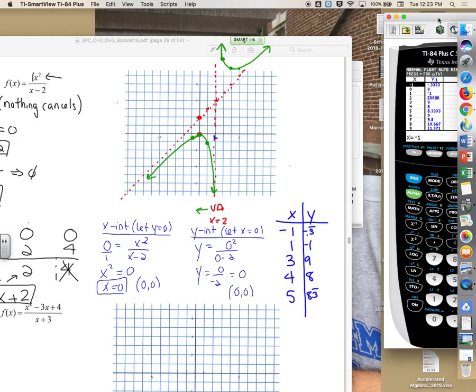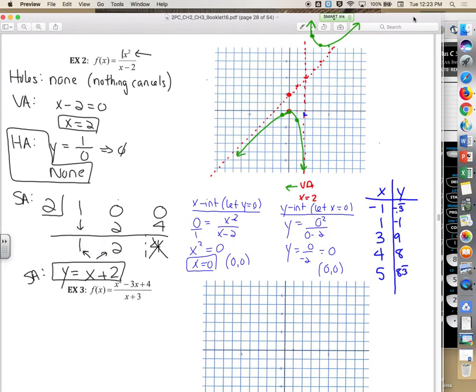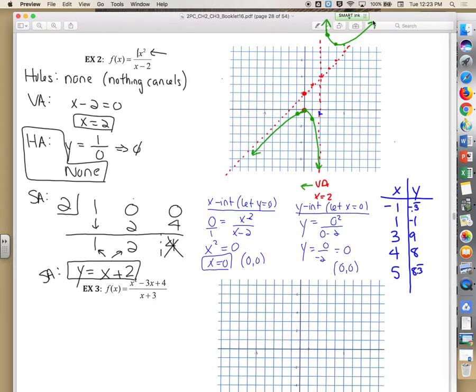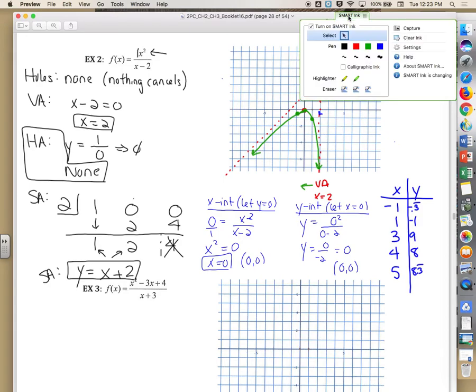So that's what you're going to have to go through and do: find those values, x-intercepts, y-intercepts, and then the asymptotes and holes. And then just pick some values. All right, you can pause this if you still haven't copied all of this down. I'm going to clear this, and then we'll go on to the second example, number 3.